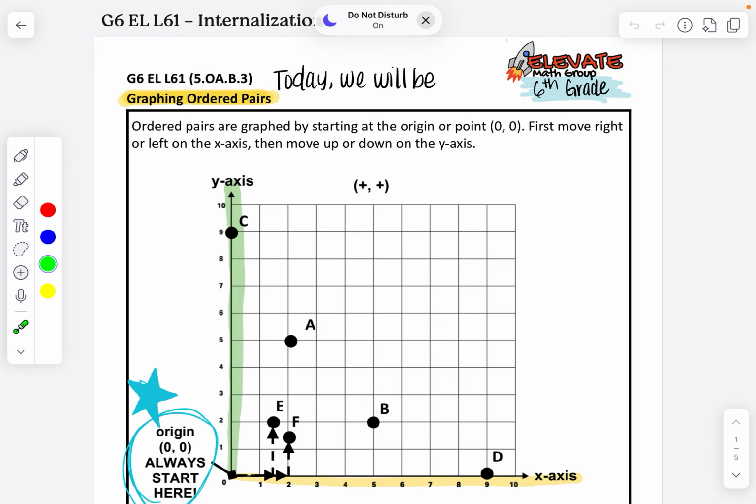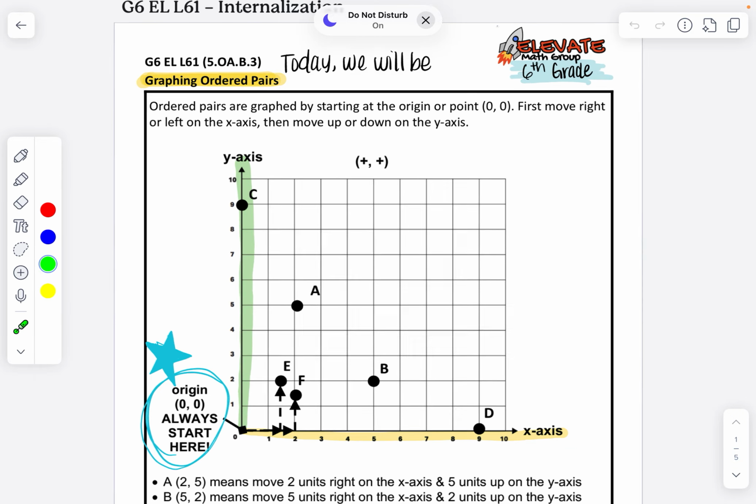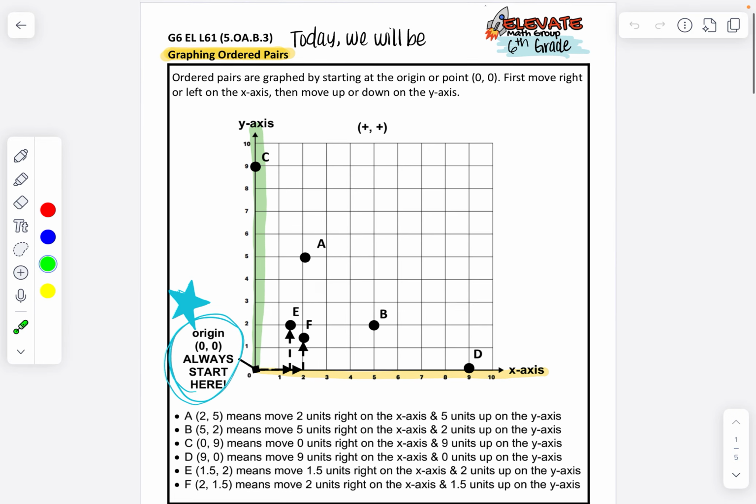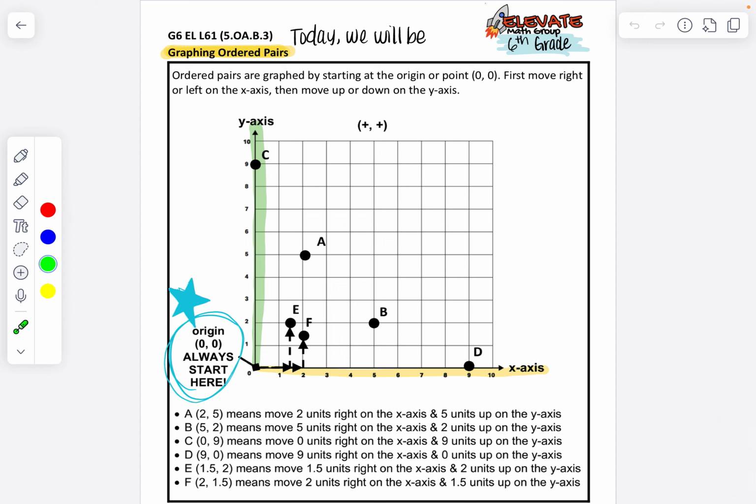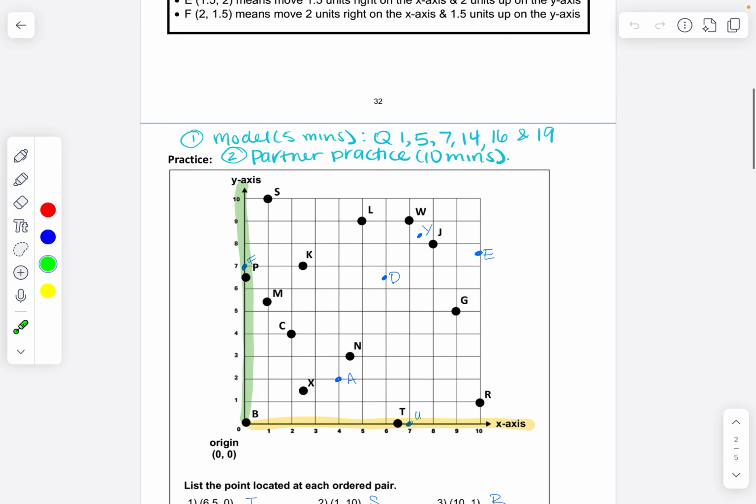Hi everyone, this is 6th grade Elevate, lesson 61 on graphing ordered pairs. For the purposes of today's lesson, we are not going to spend any time on the mini lesson or the intro, only because students have worked on this skill in intervention before, and so we want to spend a little bit more time practicing. You will, however, do a model, but depending on your kids, you know them best, the model could be you going through these questions that I have identified, or it could be you calling kids up to explain the questions for some sort of "we do" activity.